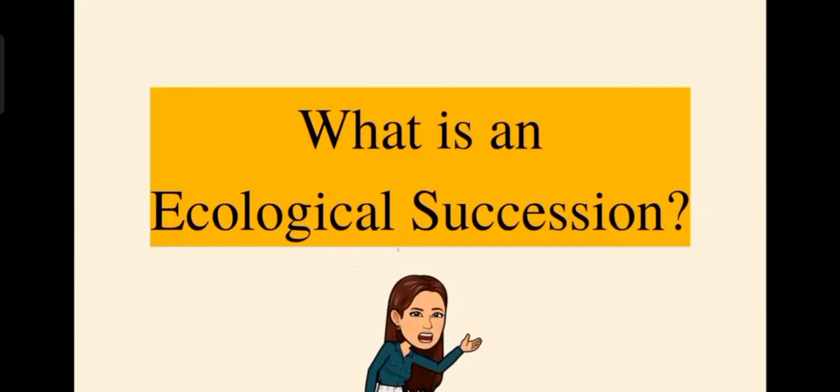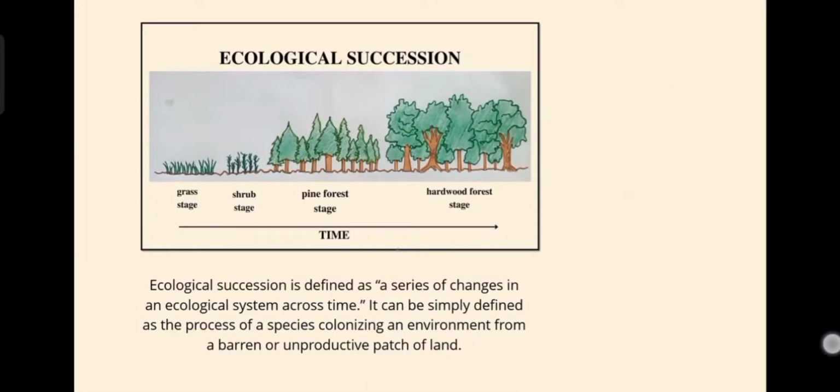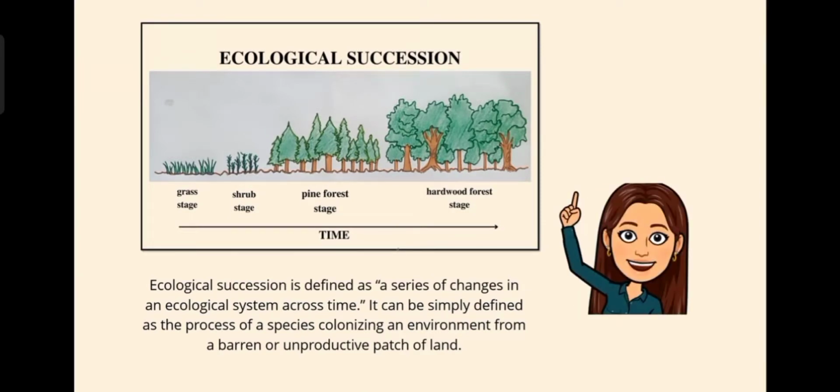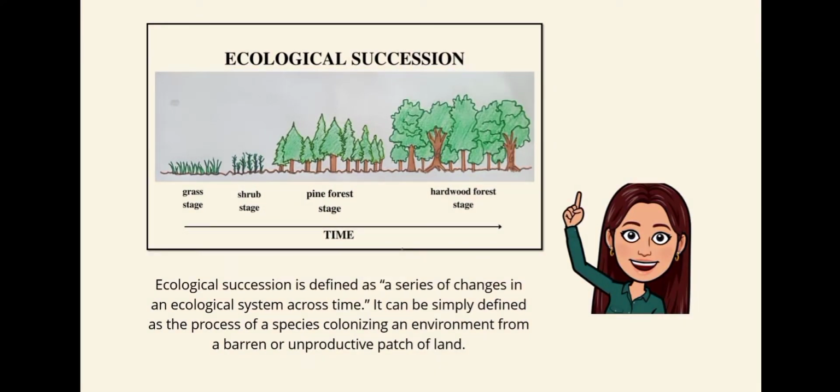So let's start. What is an ecological succession? An ecological succession is defined as a series of changes in an ecological system across time. It can be simply defined as the process of a species colonizing an environment from a barren or unproductive patch of land, or simply an infertile patch of land. Ecological succession refers to the steady and predictable changes in the species that make up a specific area. During succession, certain species colonize an area and expand their populations, whereas populations of other species diminish and even perish.